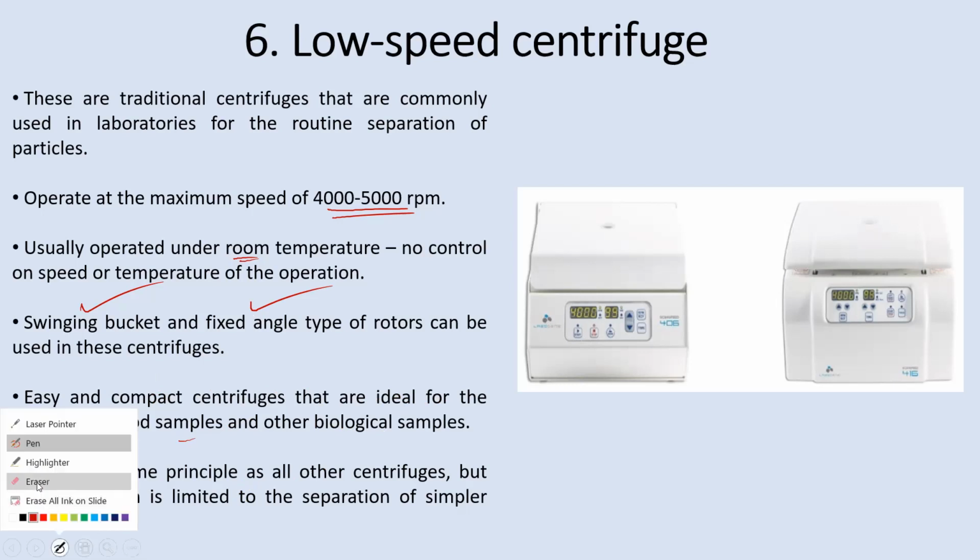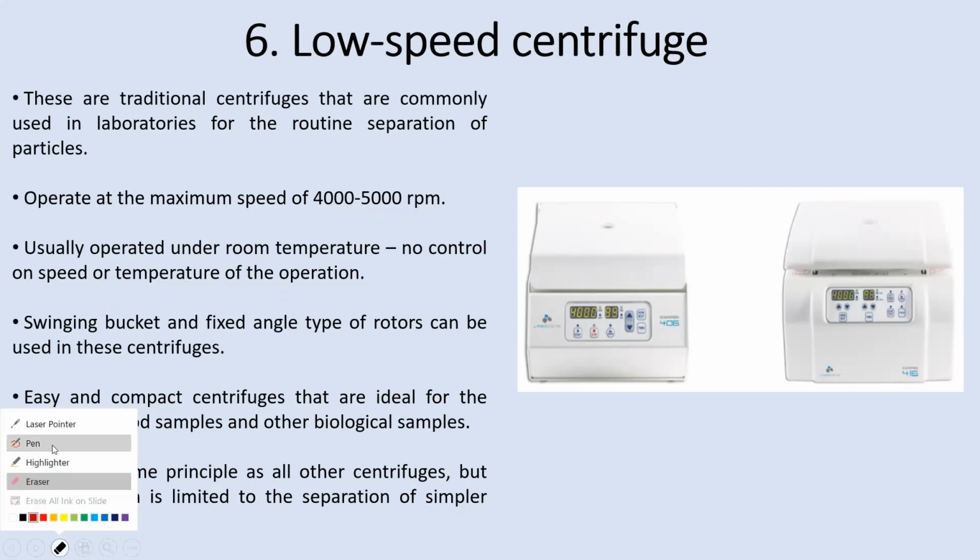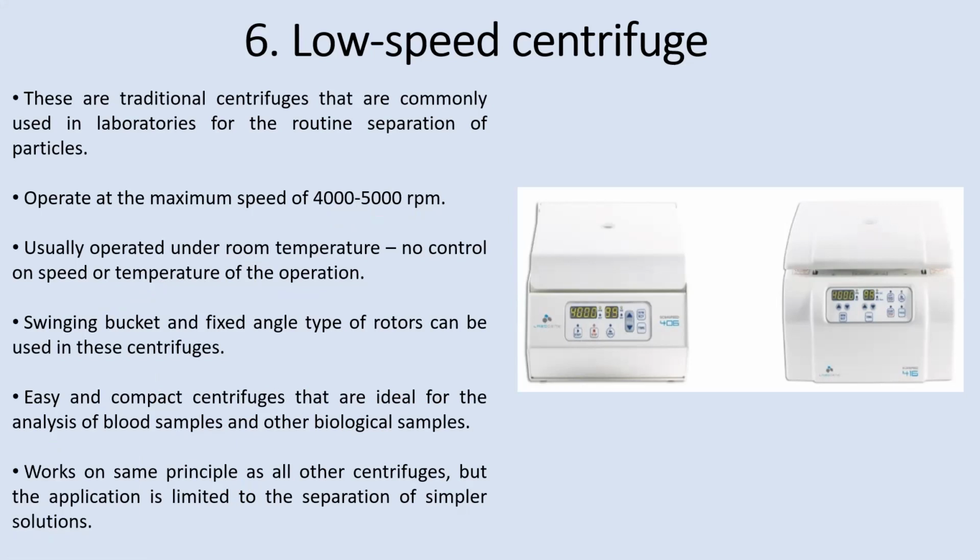So here only simpler separation can be attained, not very specific like we saw with hematocrit. Hematocrit requires somewhere around 11,000 to 15,000 speed. Look at this, it is at 4,000 to 5,000. Hematocrit also has the temperature parameter, but here you are not exploiting the temperature parameter. Here it is done under room temperature. So this is a different type used for a different purpose.